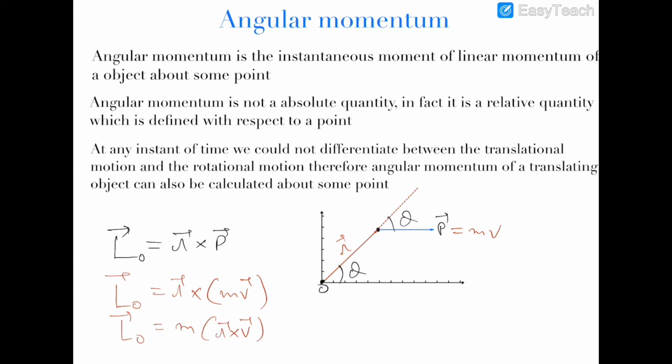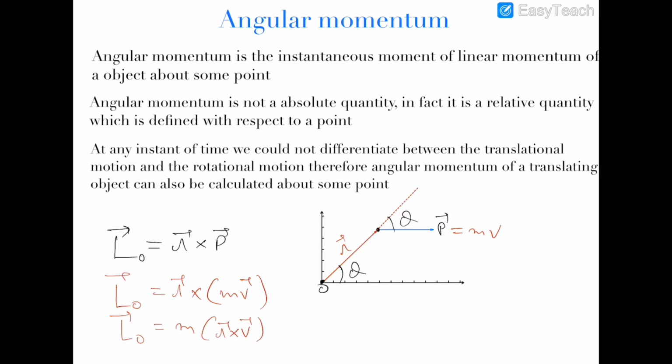Now we all know that momentum is an absolute quantity, which means it is not dependent on any point, though we know that momentum depends on the frame of reference. But angular momentum is dependent on some point, so angular momentum is not an absolute quantity. In fact, angular momentum is always defined about some axis or some point. This is the second important thing.